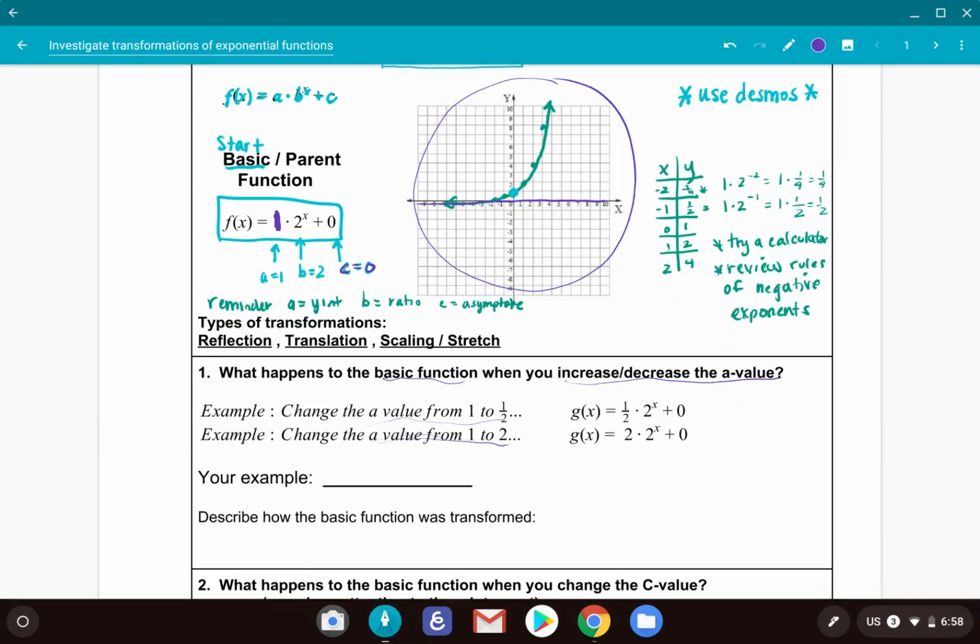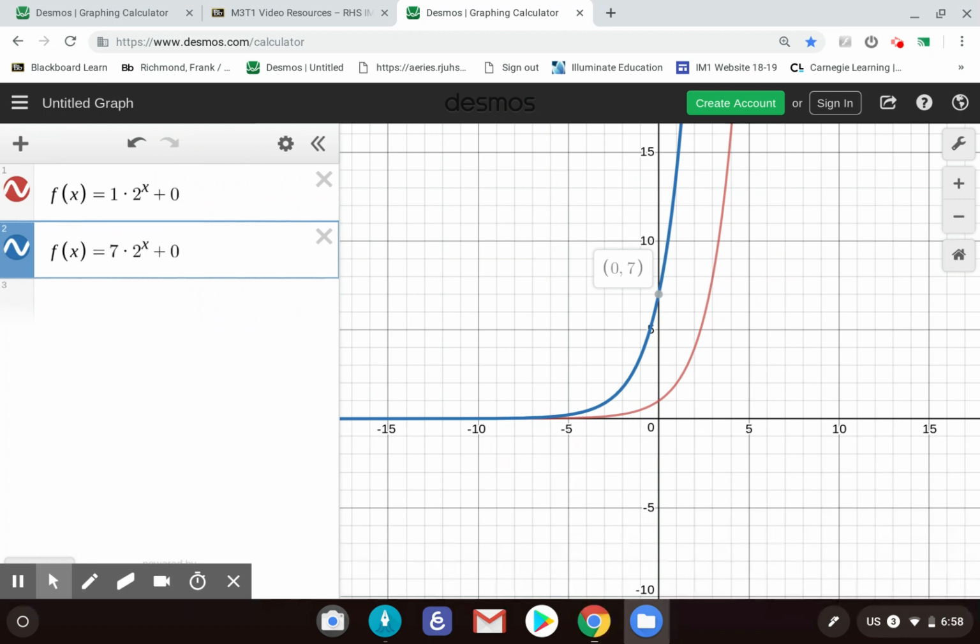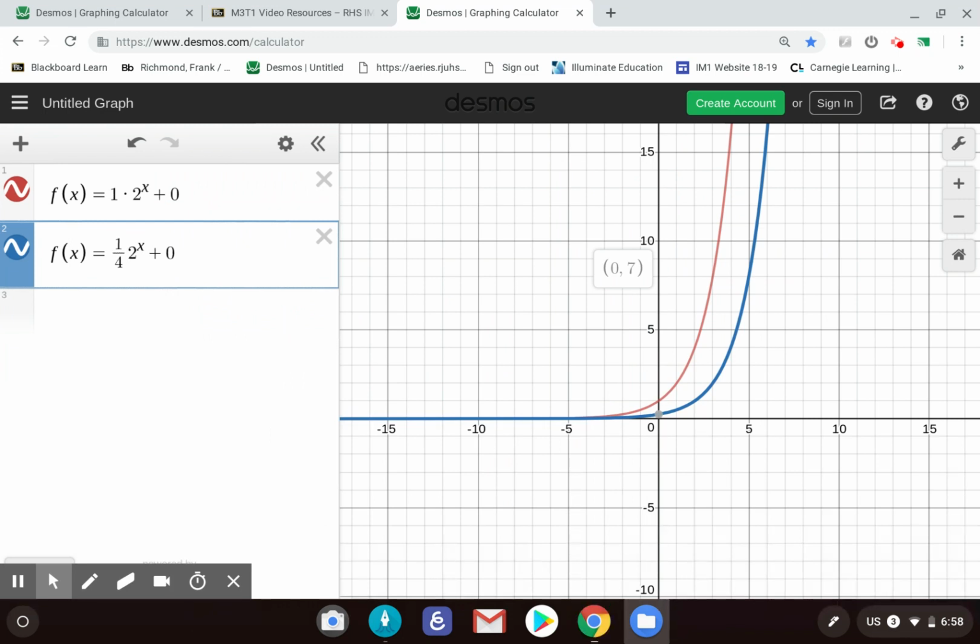So for this one, I'll go ahead and do an example for you. For example, if I gave 1/4 times 2 to the x power plus 0, if that's my example, I can say that my y-intercept changes from 1 to 1/4. And then I can also see that if I changed it to 1/4, it's a little less steep.